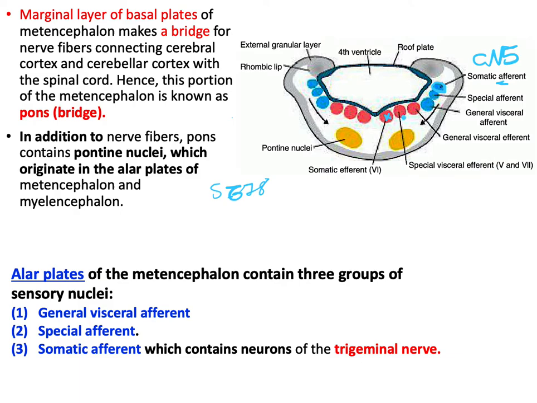Now, here there is a special visceral afferent. Special means something related to taste, and you know that the facial nerve carries the taste sensation from the anterior two thirds of the tongue. General visceral afferent here can be not the taste, but the sensation from the anterior two thirds of the tongue through cranial nerve number 5. So this group of neurons is mainly in the alar plate of the metencephalon.